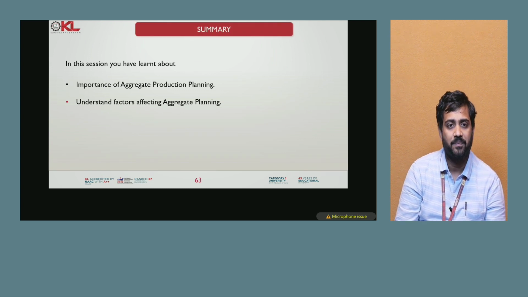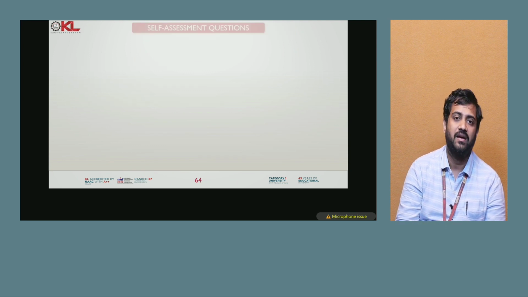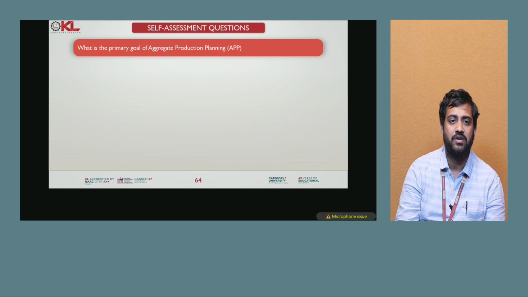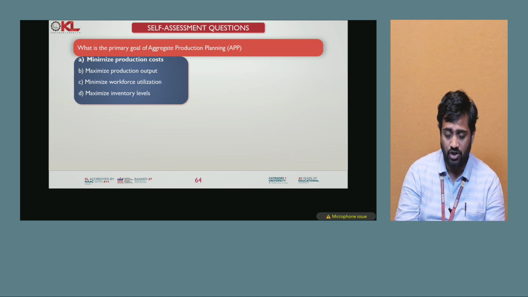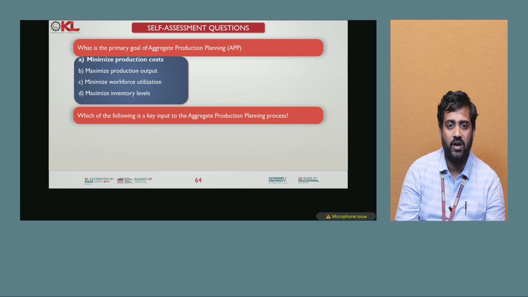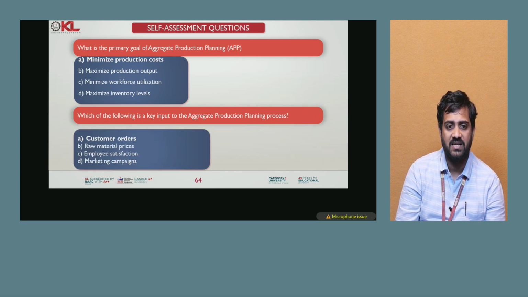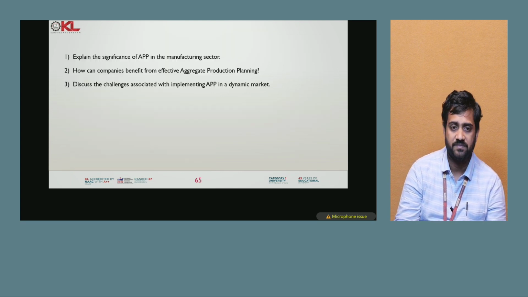Summary. In this session you have learnt about the importance of APP and the factors that affect aggregate planning. And self-assessment questions: what is the primary goal of APP? Minimize production costs, maximize output, minimize workforce, maximize inventories. The answer is minimize production costs. Which of the following is the key input to the APP process? The answer is customer orders.